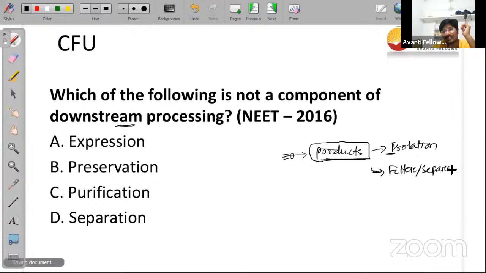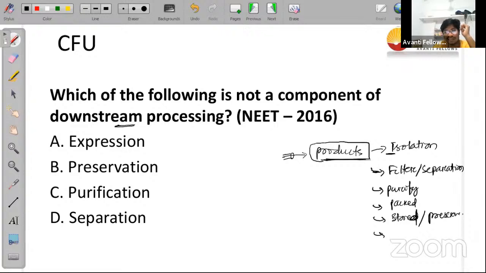After separation, we have to purify this one, and after purification, this needs to be packed. After packaging, it needs to be stored or preserved if necessary, and if it is not necessary, then it will be commercialized. All these steps are included in downstream processing.